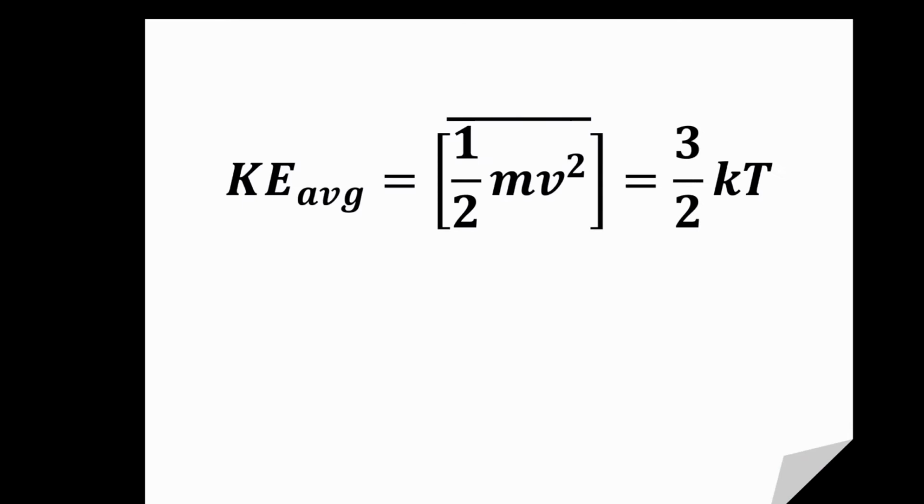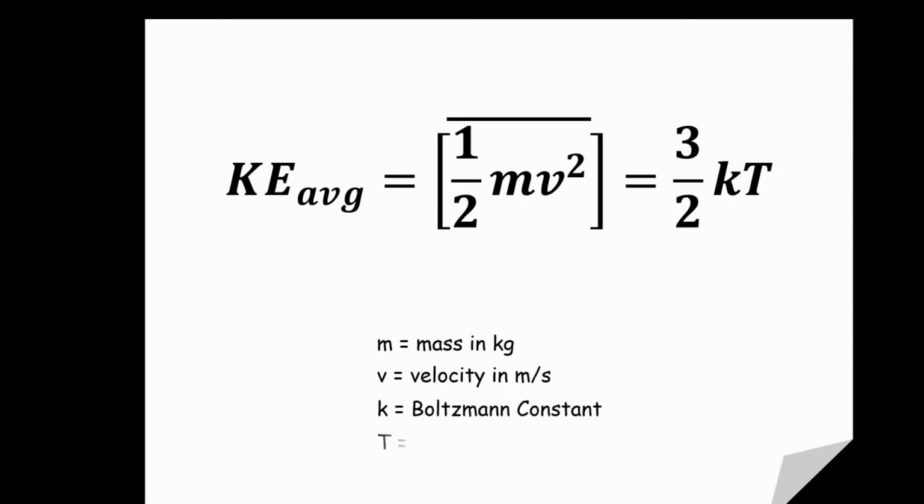Okay, so let's take a look at the formula that defines the interaction between kinetic energy, mass, velocity, and temperature. Don't let the complexity of this formula throw you. We're just going to look at some of the main points and pull some concepts from it. We have m equals mass in kilograms, v equals velocity in meters per second, and k is the Boltzmann constant. It's a constant, so it doesn't change. And then T is temperature, and of course KE means kinetic energy.